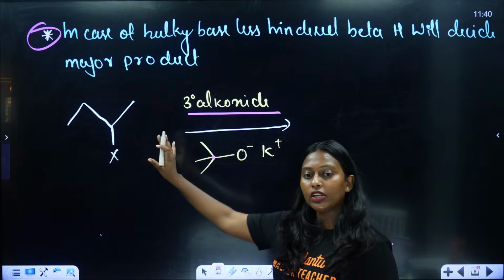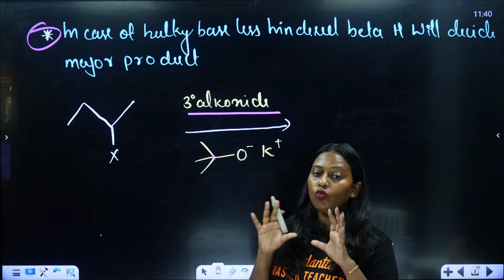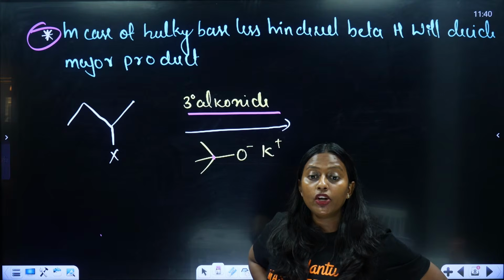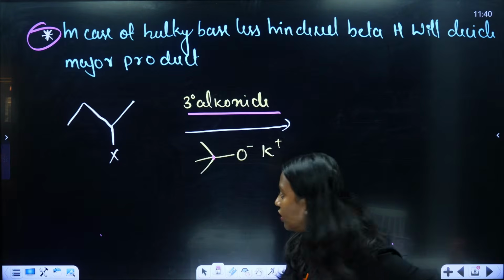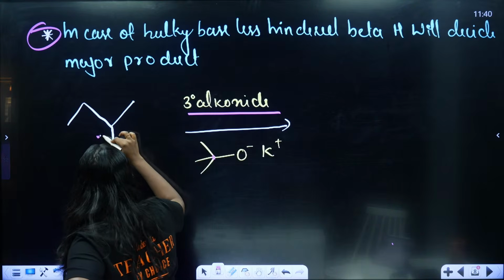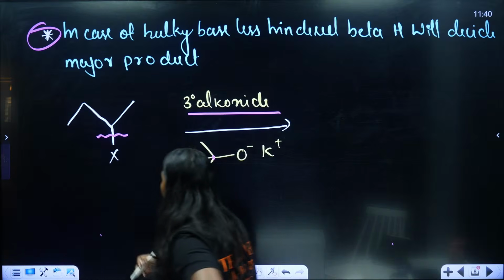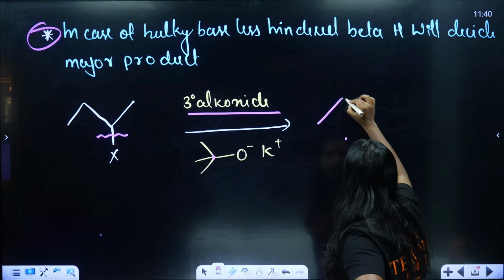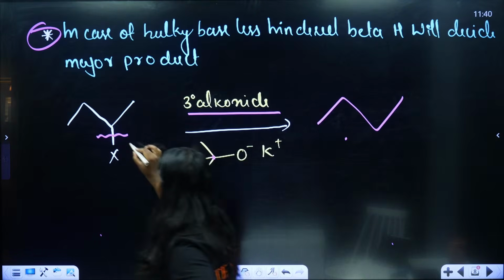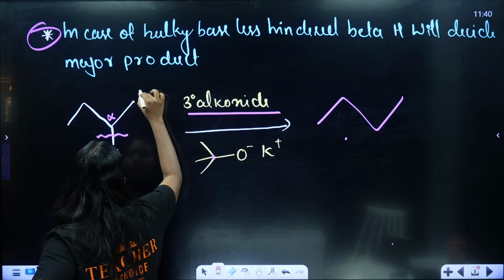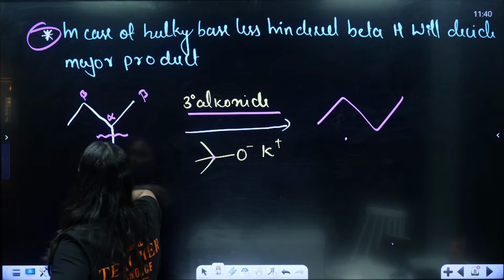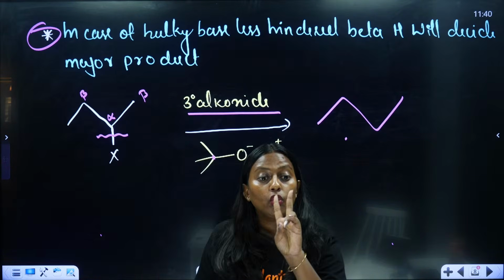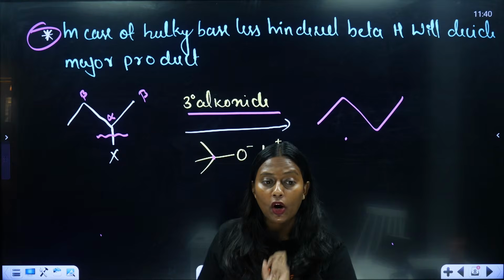So what is the product? Just assume what will be the product. We know that, it is very simple. The X will leave and elimination will occur. Here you can see this is our alpha carbon, this is our beta, and this is also our beta. So we can expect two products here.